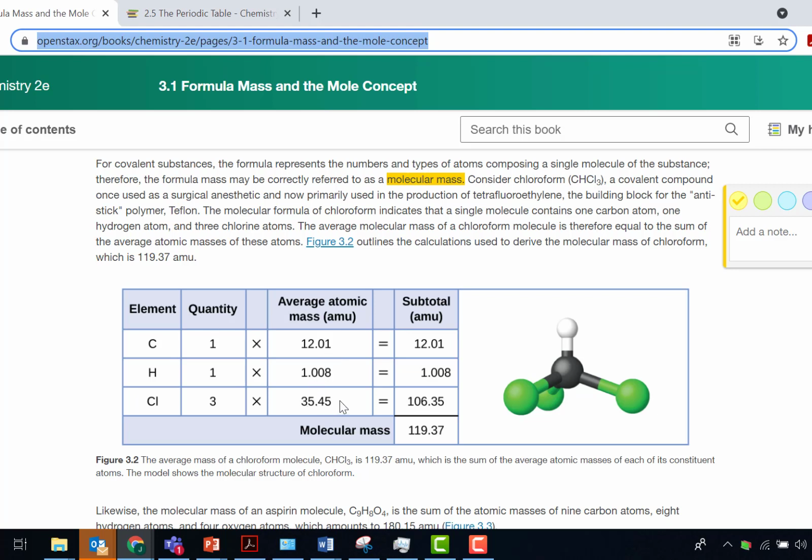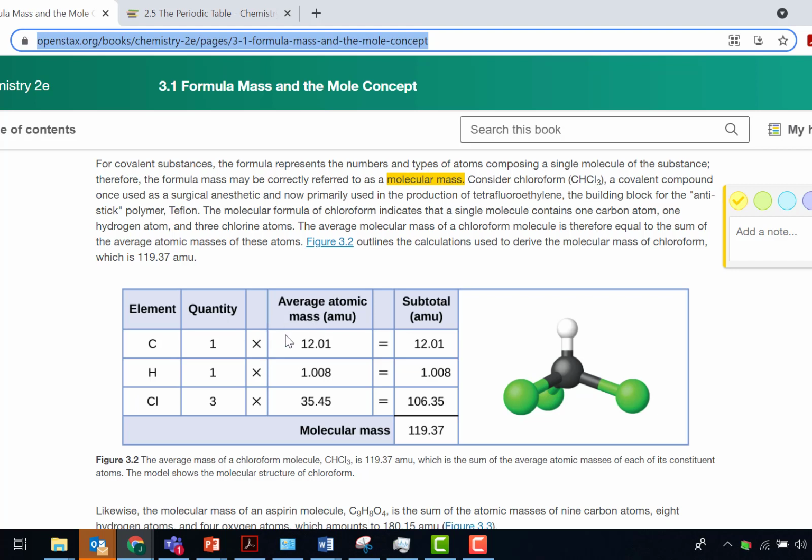And then we have the chlorine. So what we do is we multiply each of these by however many we have in the formula. So we have CHCl3. 3 is the only number that's showing up there. But if we don't have a number, it's assumed to be a 1, right? So we have 1 carbon, 1 hydrogen, and 3 chlorines.